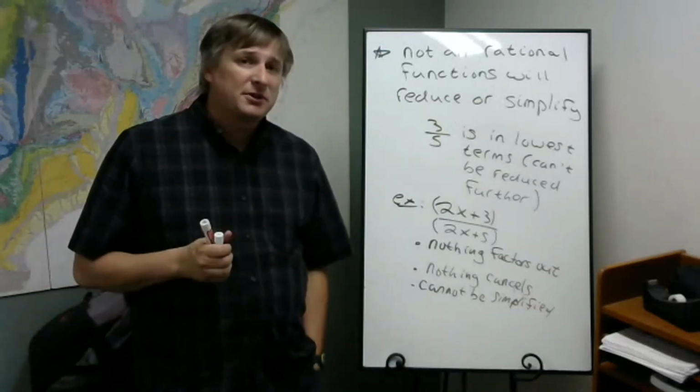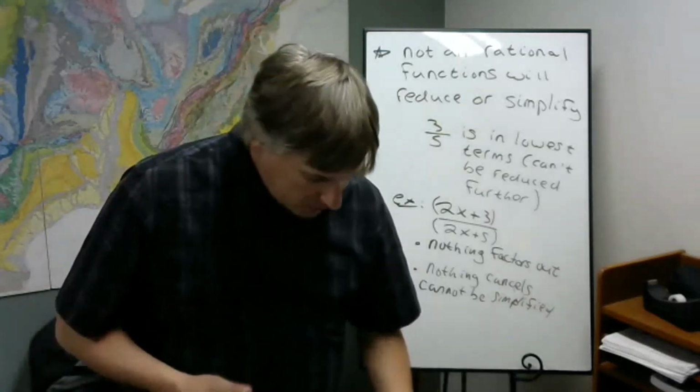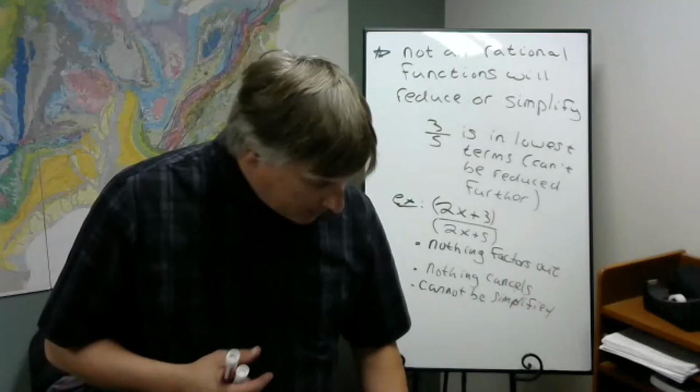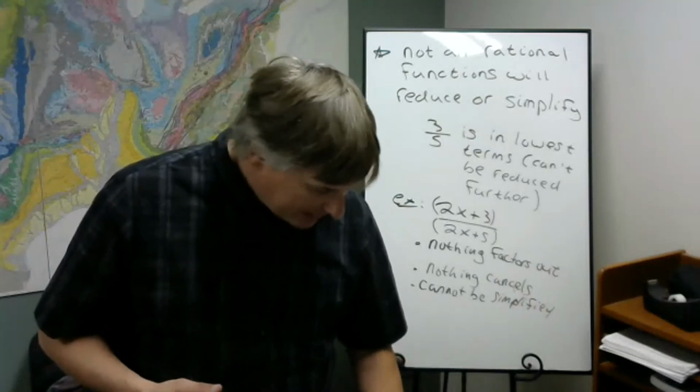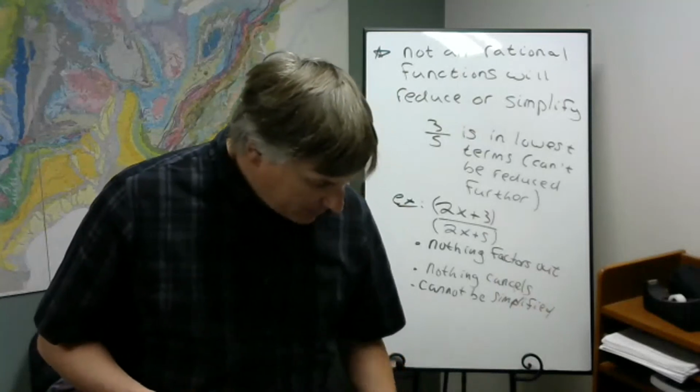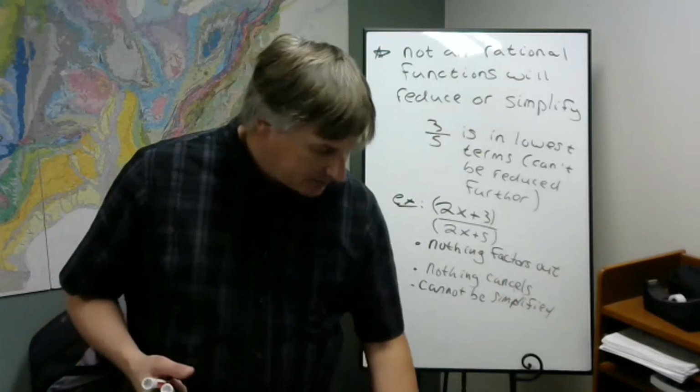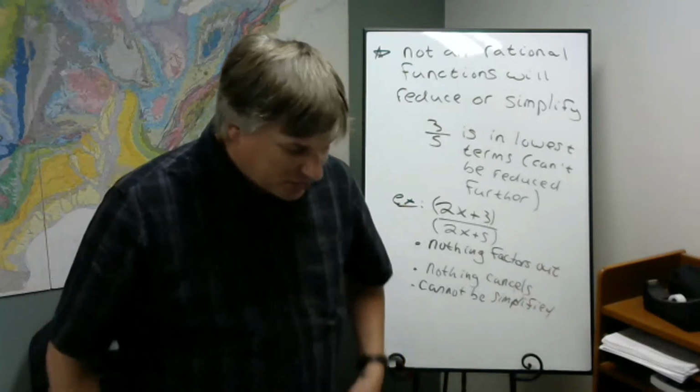So that's it for section 6.1. 6.2, we'll of course be doing that next, adding and subtracting, and it's not too bad. We'll be talking about finding LCDs, and there's sort of a slick trick for doing that too.